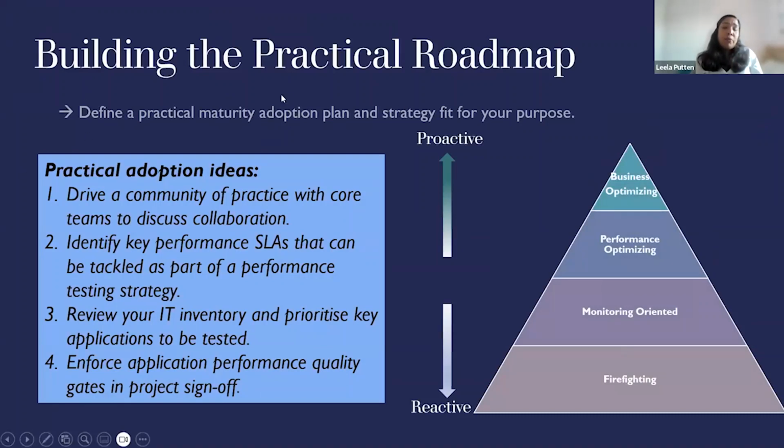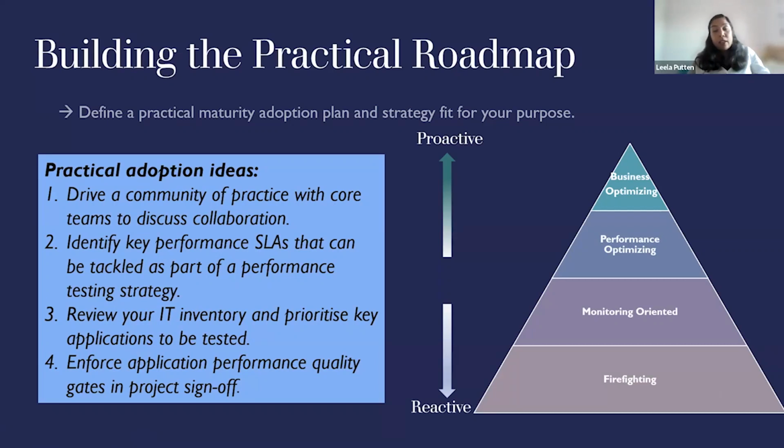So to have a maturity roadmap, I always talk about this. I drew this little picture for my customers to explain to them that most of the time when it comes to performance issues, you are in firefighting mode. You talk to a consulting company after a performance issue has happened.